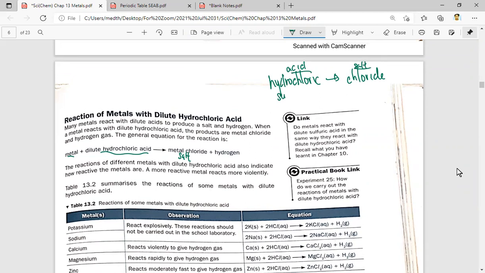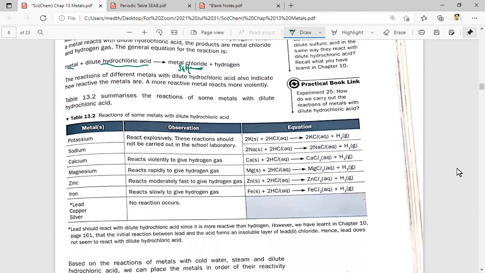If I use sulfuric acid, I will actually get a sulfate salt. And if I use nitric acid, I'll get a nitrate. So do take note of the name of the salt based on what acid you use. If I'm using hydrochloric acid, the salt name given will be a chloride. Okay, so take note. Now, back to this.